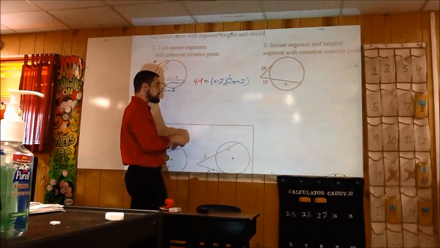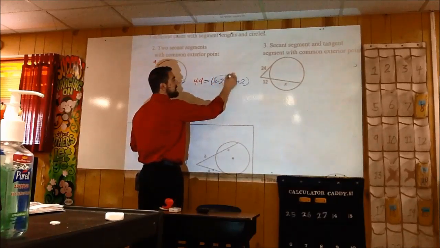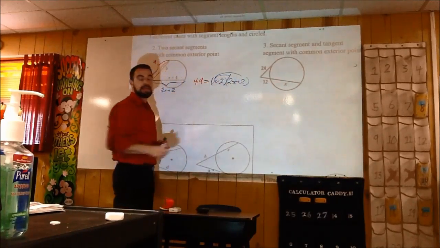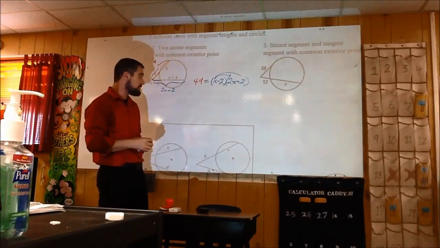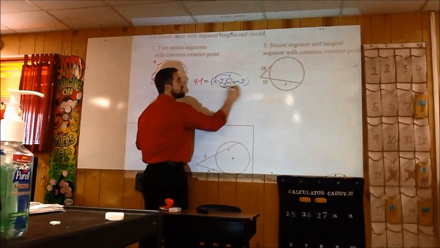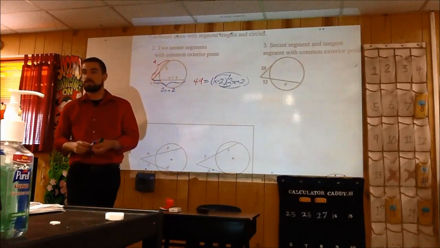We first need to distribute x, positive x, to both terms in that second binomial, and then we need to do the same thing. We need to distribute the negative 2 to both terms.